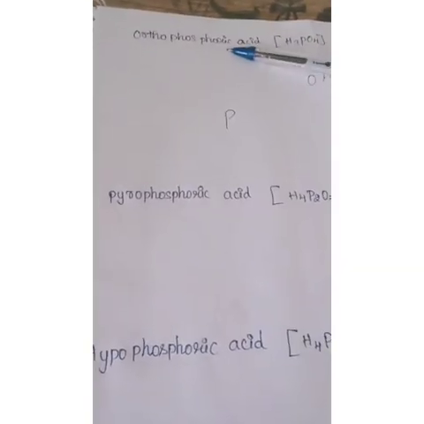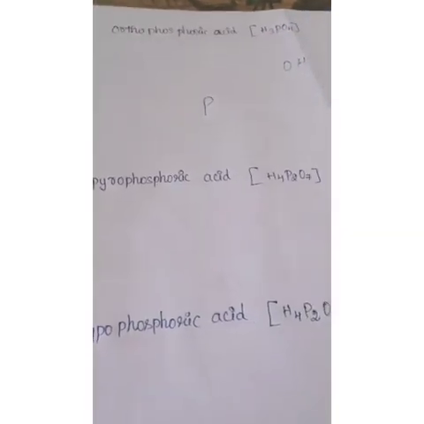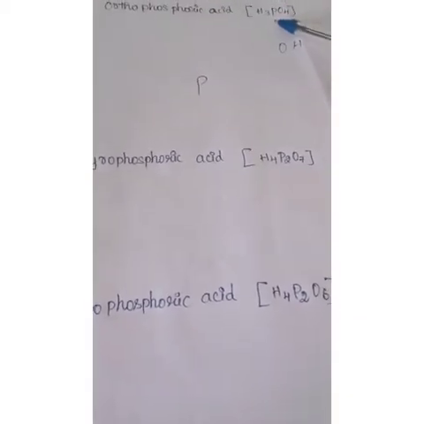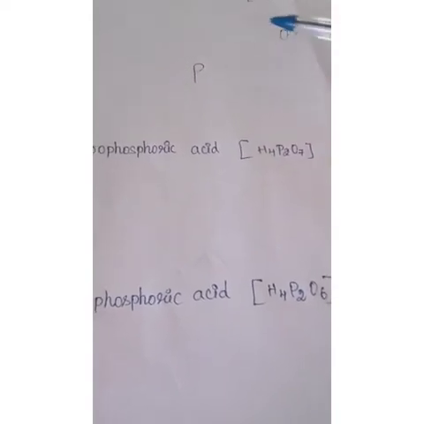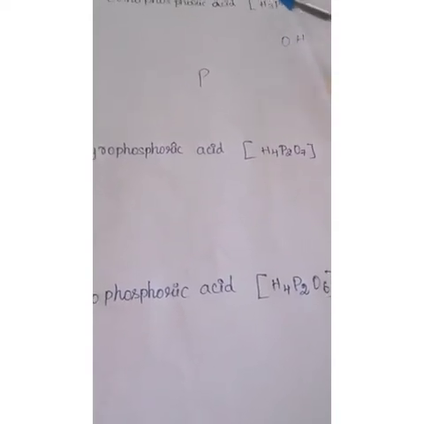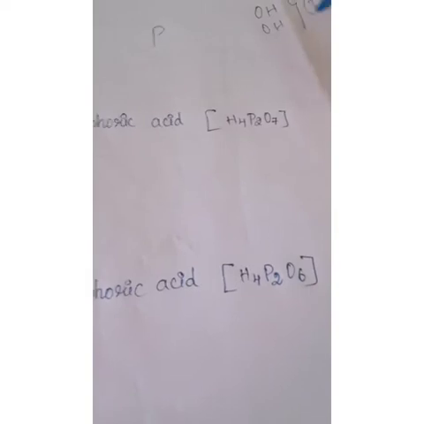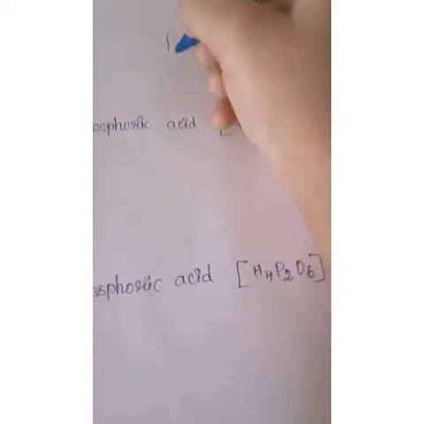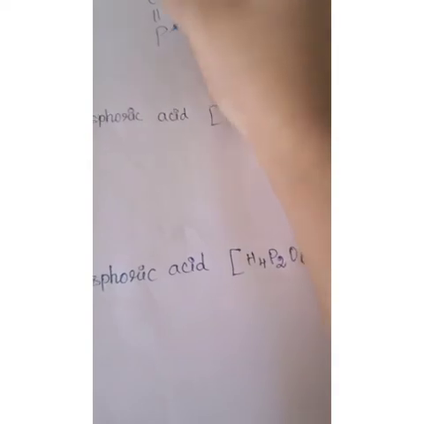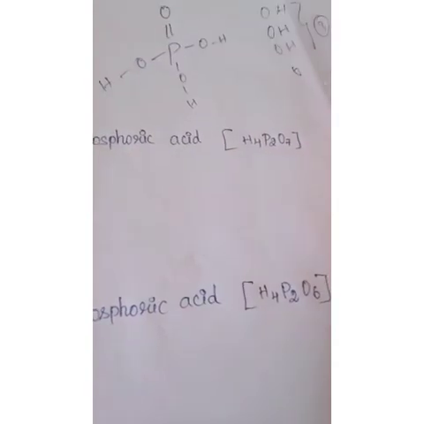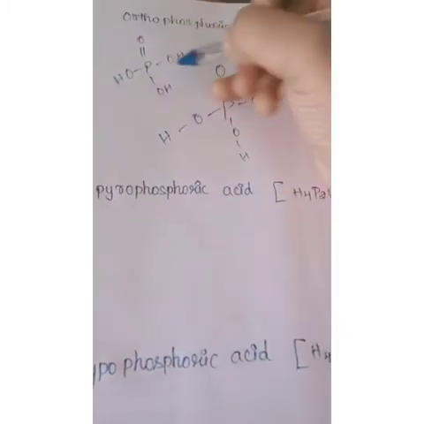Next, we write the structure for orthophosphoric acid, H3PO4. Which is the central atom? The central atom is phosphorus. So I write it in the center. And then here, 4 oxygens and 3 hydrogens. So I make it OH, 3. Then only 1 oxygen remains. So what do we do? We put a double bond to O and then a single bond to OH. Now the valencies are all satisfied. If you write it shortly, we write the structure like this.